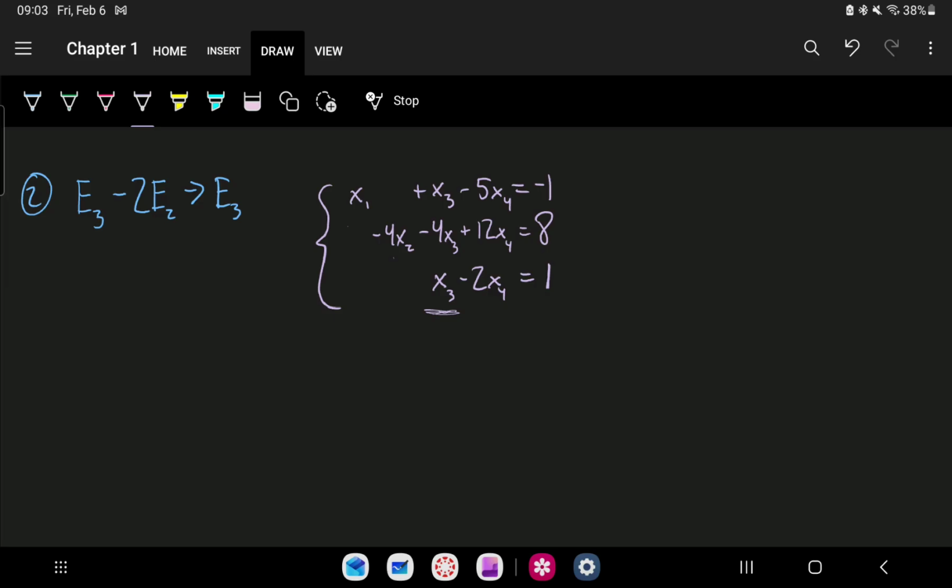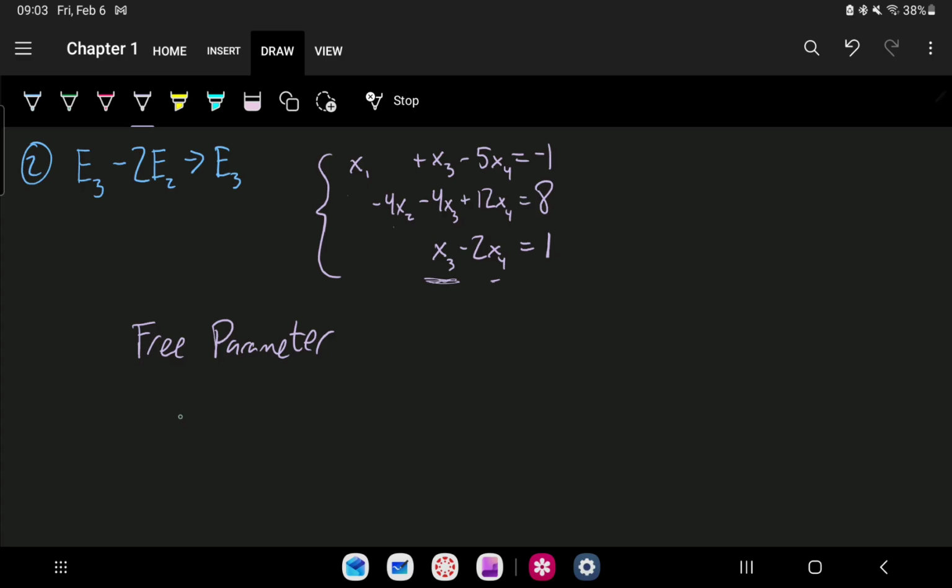But nowadays, we are going to introduce our free parameter. It's standard convention to use the last variable, which in this case is going to be x4. So what I'm going to do is take x4, call it out as special, and just name it. I'm going to name it t.